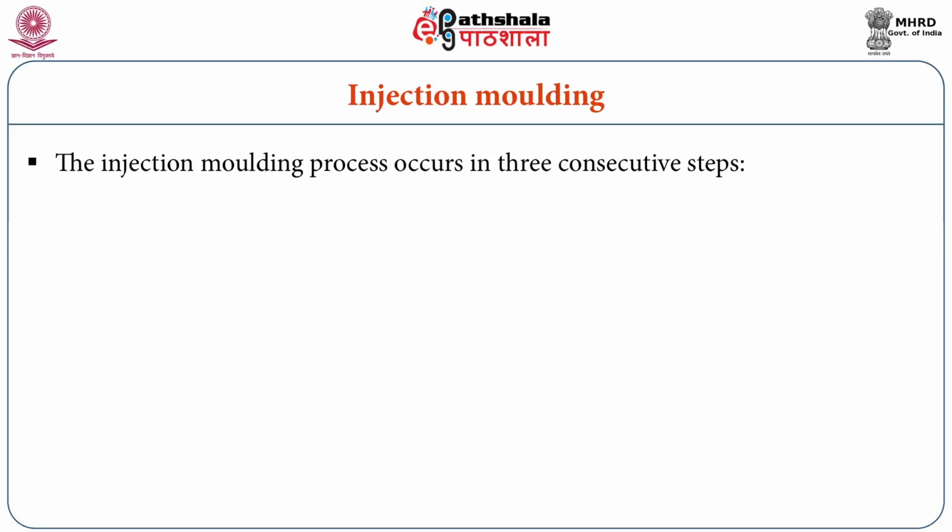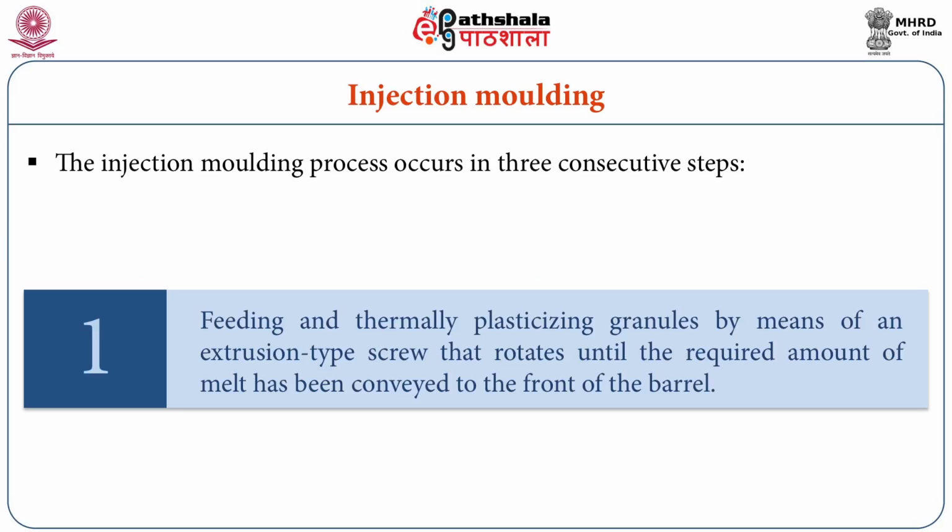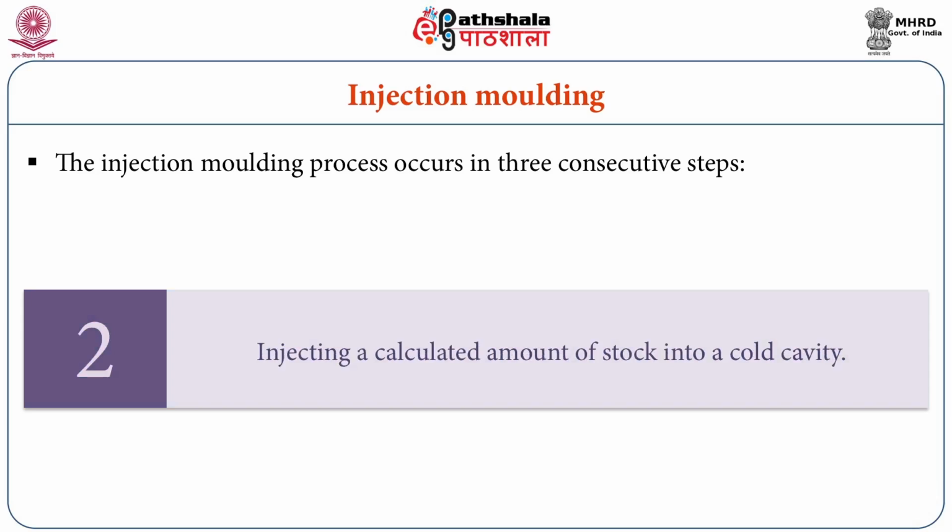The injection molding process occurs in three consecutive steps. First, feeding the thermally plasticizing granules by means of an extrusion type screw that rotates until the required amount of melt has been conveyed to the front of the barrel. Second, injecting a calculated amount of stock into the cold cavity. And third, cooling and ejecting the molded components.